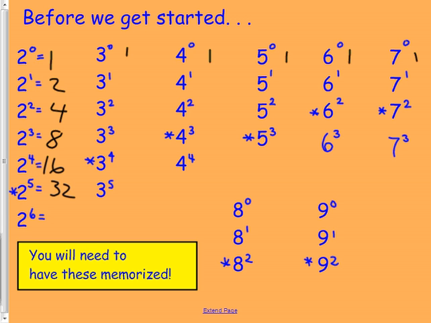Okay, so we need to know them up to the stars. You do not need to know 2 to the 6th. It's obviously pretty easy to do. You can multiply 32 times 2 again and get 64, but you're only expected to know up to 2 to the 5th.